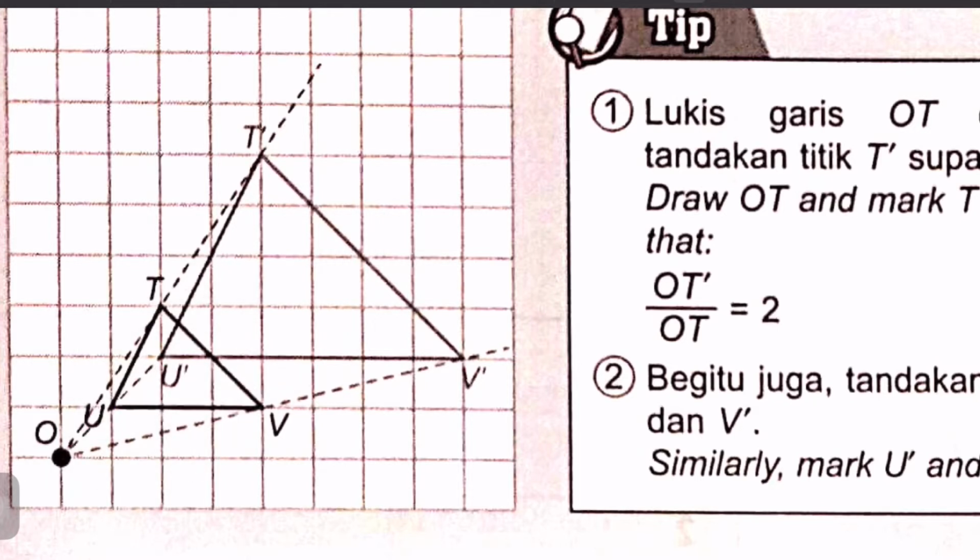T kita kira 1, 2, 1, 2, 3. Sini 2, sini 3 kan. So darab 2. So 2 darab 2 jadi 4. So 1, 2, 3, 4. Sini tadi 3 kan. 3 darab 2, 6. Naik 6. 1, 2, 3, 4, 5, 6. So sini T prime. So lepas tu awak sambungkan sahaja.